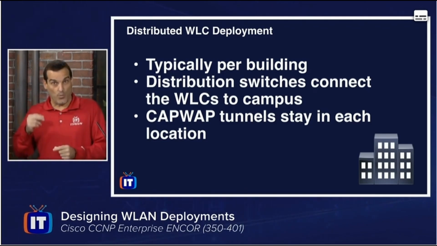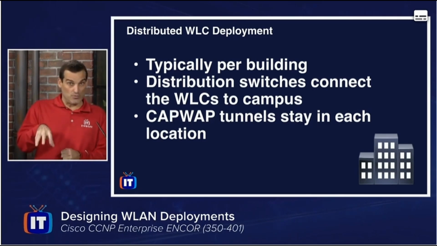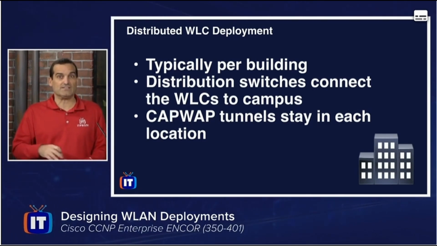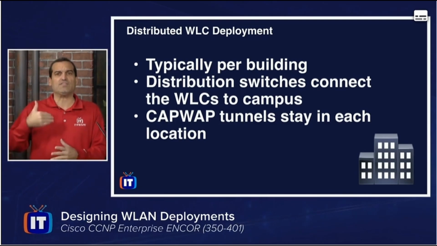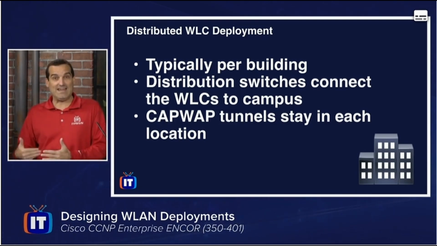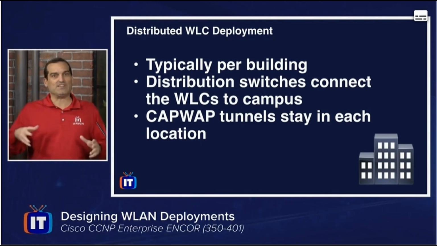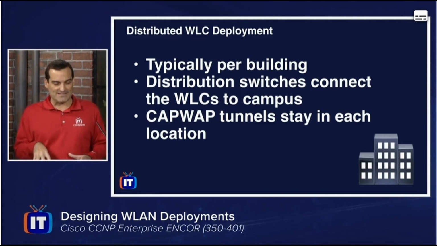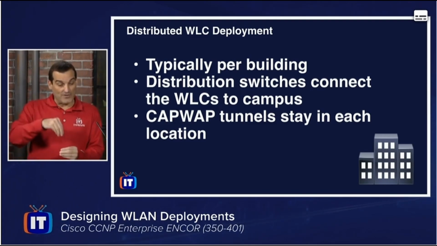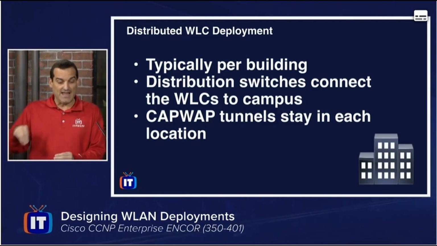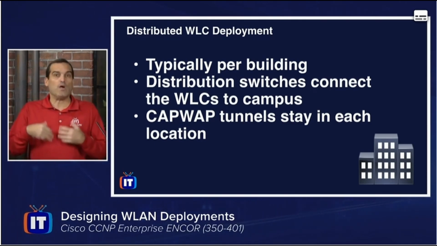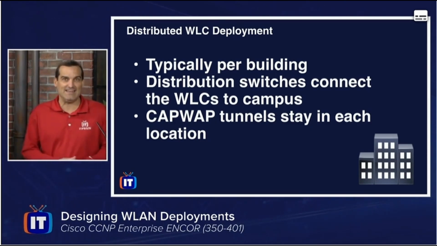We need to make sure, of course, that we can get the access we need to the wireless LAN controller to reconfigure things. But an often used paradigm with the distributed deployment is that there's at least one wireless LAN controller per building. If we have a big campus with lots of different buildings, these wireless LAN controllers typically connect to distribution layer switches, and that gets them connectivity back to the main campus where our IT staff is operating out of, and that ensures they can get the access they need to the wireless LAN controllers.